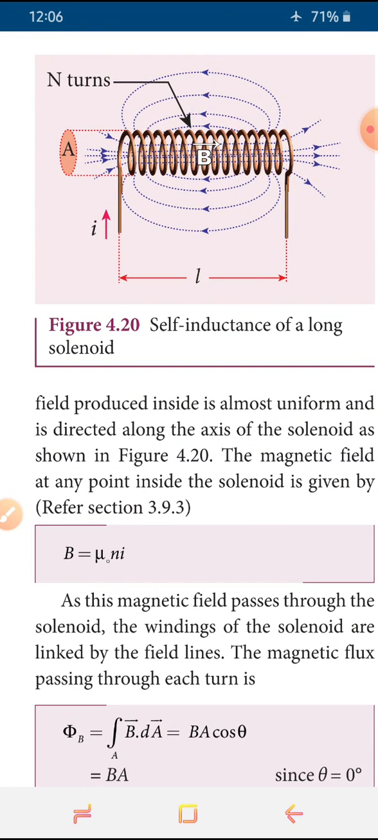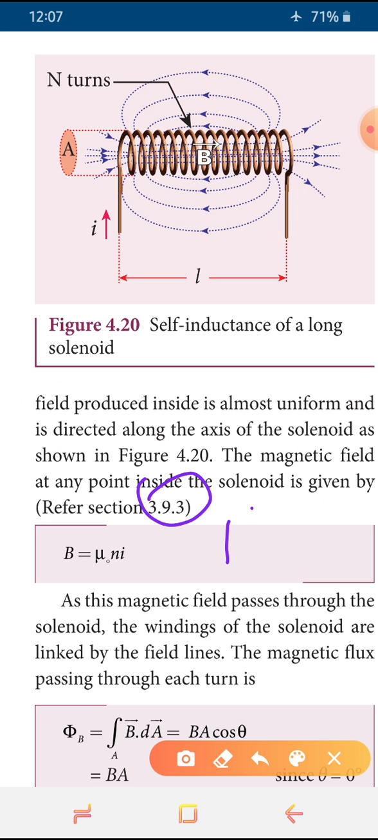And see, when the electric current is passing through, a magnetic field is produced inside the solenoid. It is almost uniform, and its direction is along the axis of the solenoid. About the solenoid we discussed in unit number 3. The magnetic field at any point inside the solenoid we can write with a formula. For this we have to refer to topic 3.9.6 or check your page number 165.